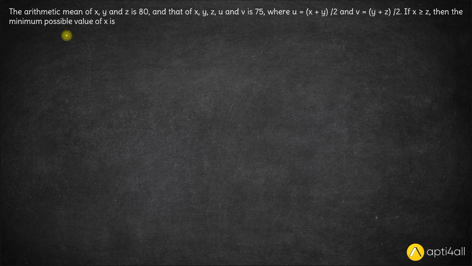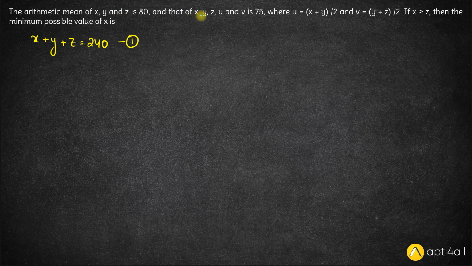Hi, here we have the arithmetic mean of x, y and z is 80. So the arithmetic mean is 80, that means the sum of x, y and z should be 80 into 3, which is 240. The average of three numbers is 80, so their sum will be 3 times their average, 240. Let's say this is the first equation.